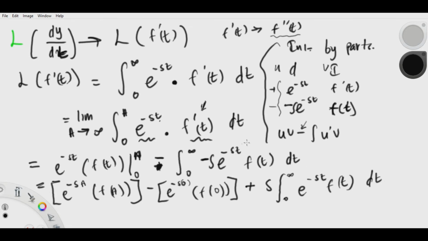Now, over here, what I'm going to get is, well, again, this is going to outdo the whole thing, and it's going to just give me 0. Okay? Minus, well, this over here, e to the minus s of 0, that's 1. Okay, that's going to give me 1 times f of 0. I don't know what f of 0 is. Plus s.